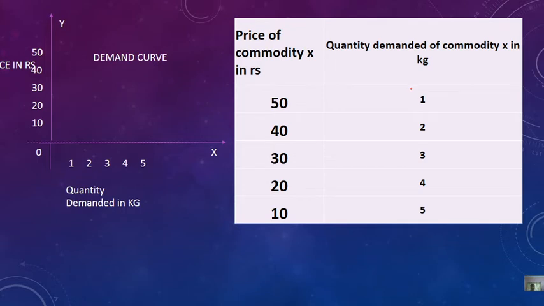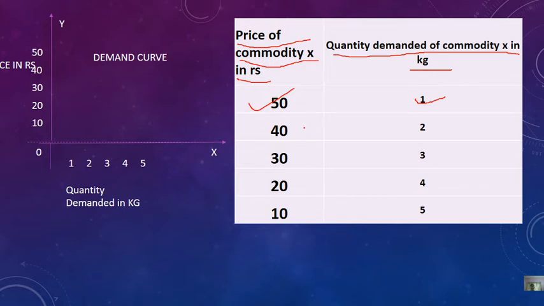So the next thing, a table which shows quantity demanded. The first column shows price of commodity X in rupees, and the second column shows quantity demanded of commodity X in kg. When price is rupees 50, at the same time quantity demanded is 1 kg. When there is a fall in the price from rupees 50 to rupees 40, at the same time quantity demanded rises from 1 kg to 2 kg.